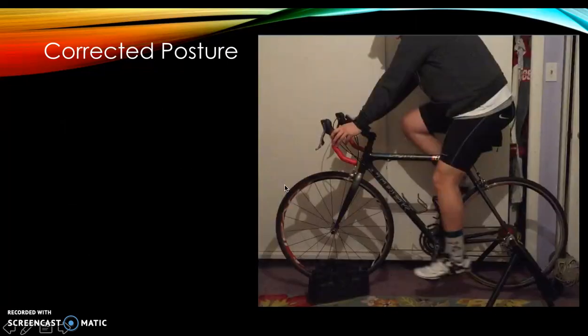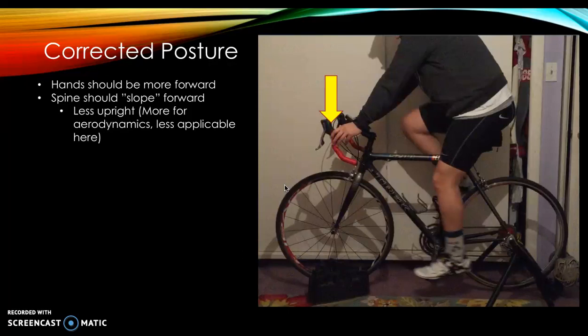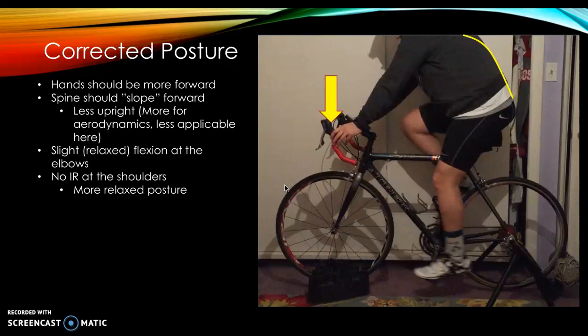If we correct this for what we would consider more ideal, we would see the hands move forward a little bit more so that the webbing between the thumb and forefinger is up in that pad. This would allow the spine to slope forward a little bit more, and this puts a little bit more balanced weight across the seat and the handlebars, creating a more stable platform. And we'll see why that's important in just a little bit.